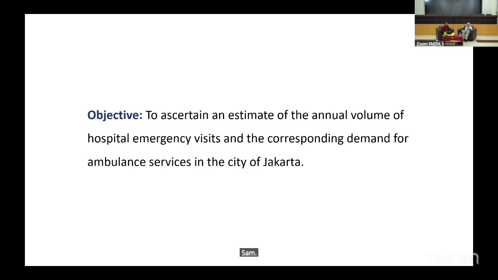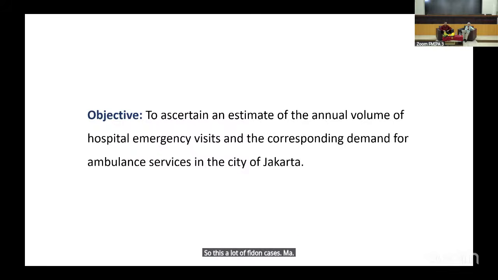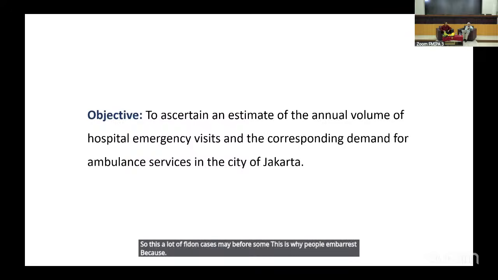Some illnesses people don't like to be exposed. TB, tuberculosis, can be spread in the workplace. But people don't want to go to the hospital to get a diagnosis that they have TB, because they will feel embarrassed. And the consequence, if your boss is not a nice person, is that they say, okay, go home now. They might even fire you. So there are a lot of hidden cases for some diseases where people are embarrassed because of the stigma.